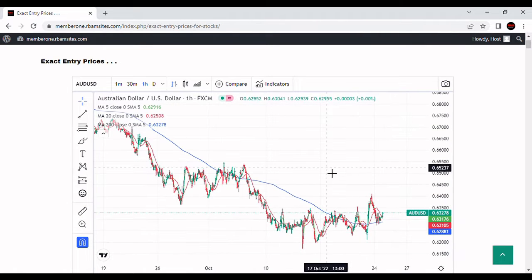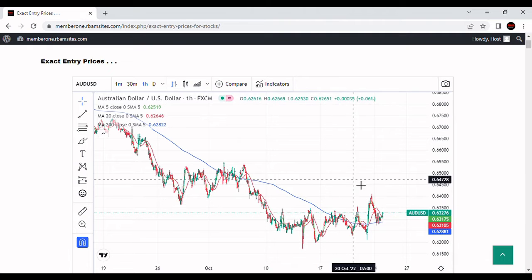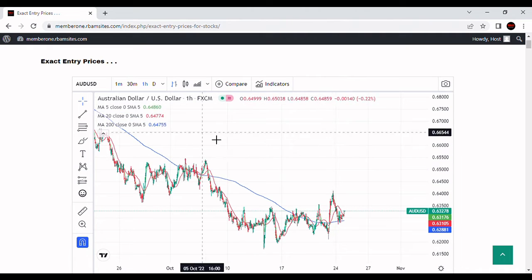Very interesting developments in the currency market. You can see this put in its bottom, rallied around it, and has broken now above the 200-hour moving average. So very interesting in the currencies.